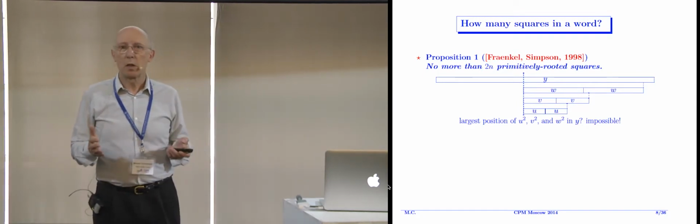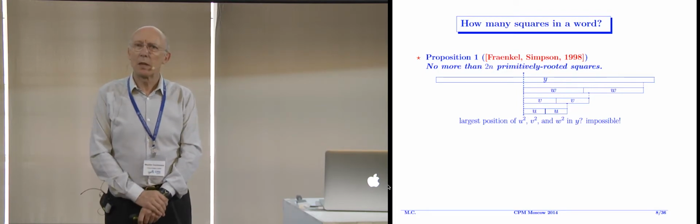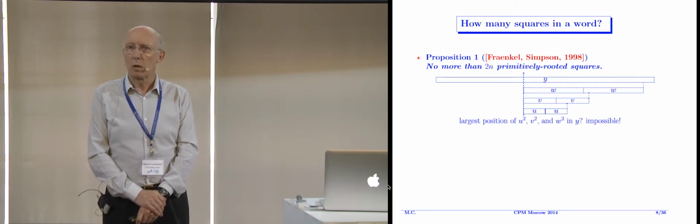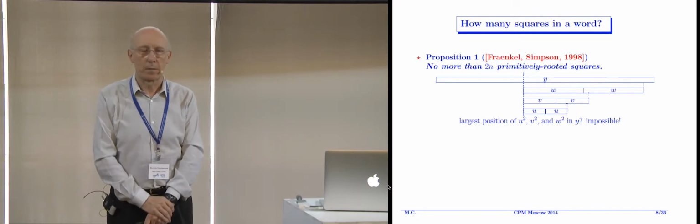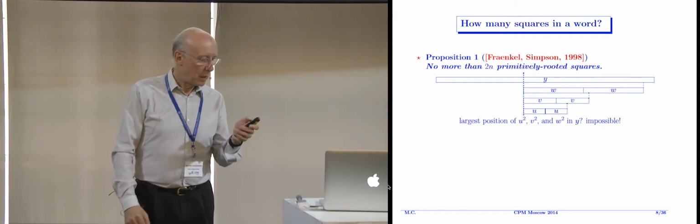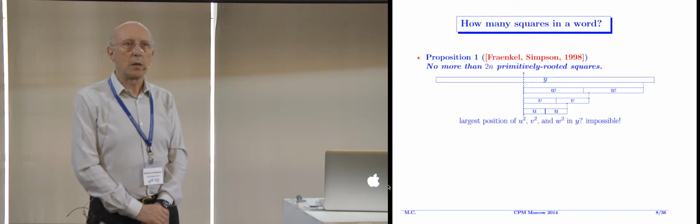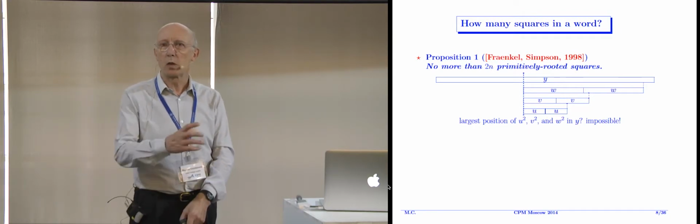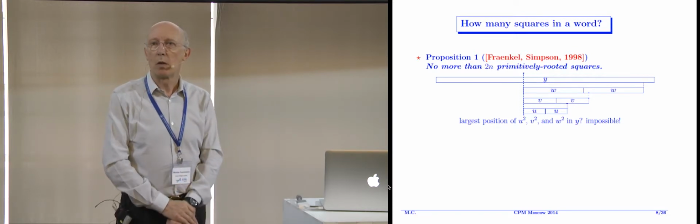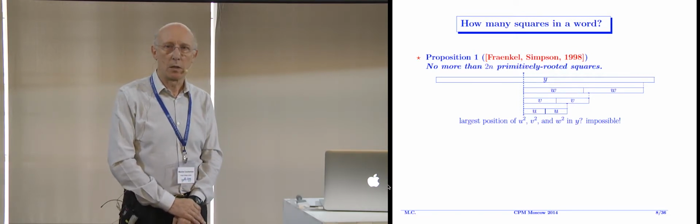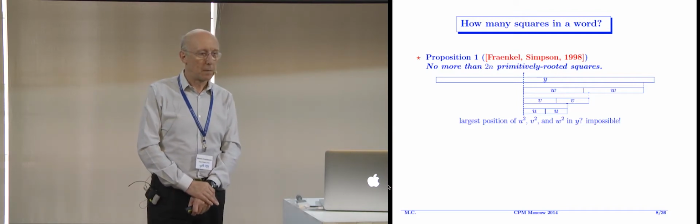When you want to count the number of squares you have in a string, it's not so easy, because we are not counting the number of occurrences. We are counting the number of squares that can appear in a given string. So what do we do here? First of all, when we consider these squares, we assume that the root of the square is not itself the power of another string. So we say that it is primitively rooted.